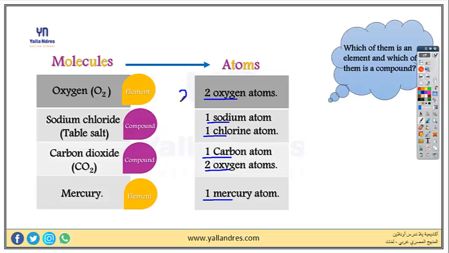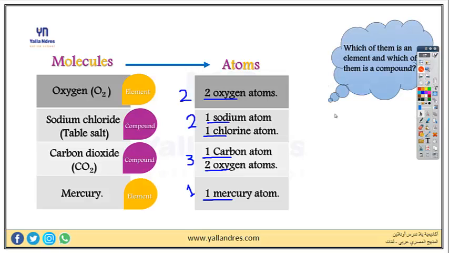Oxygen has 2 atoms. Sodium chloride has 2 atoms. Carbon dioxide has 3 atoms. And mercury has only 1 atom. Is it about the numbers? Exactly no.